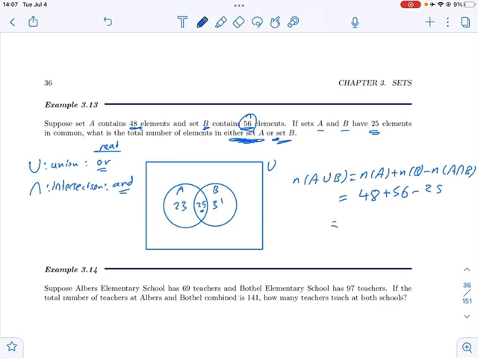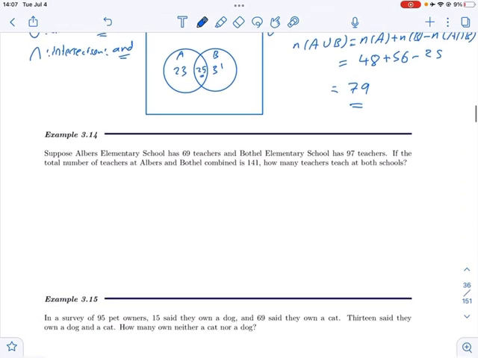And we compute this. We have 48 plus 56 minus 25. You can either use a calculator or you can do it by hand. So let's compute it here. 48 plus 56 minus 25 is 79. So that's the total number of elements in either A or B. Now let's do one more problem.